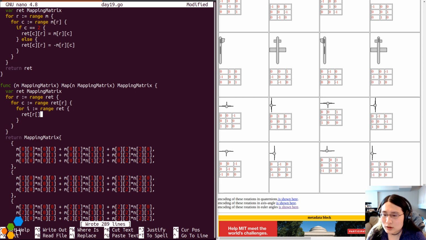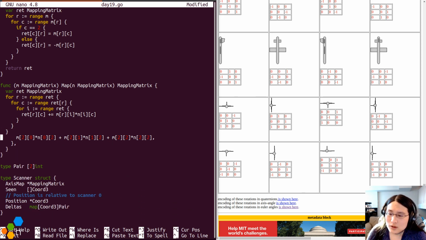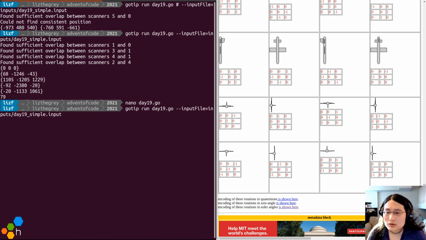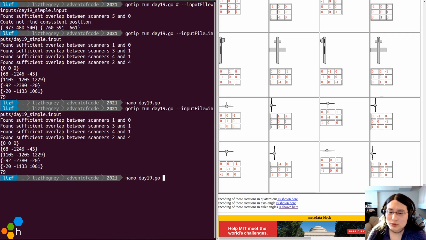ret RC plus equals M, RI times N, I, C. Okay. Okay, that's cleaner for sure. Yep, still yields correct results.